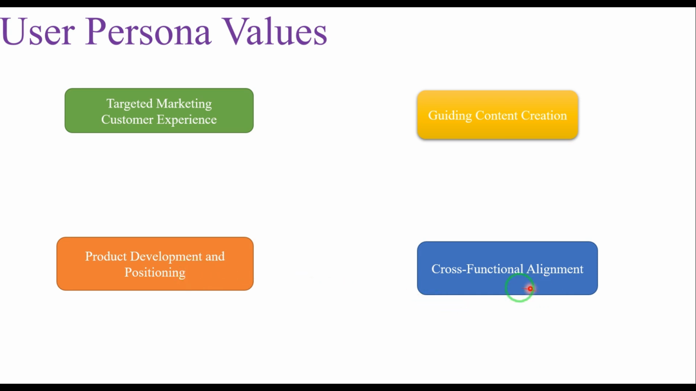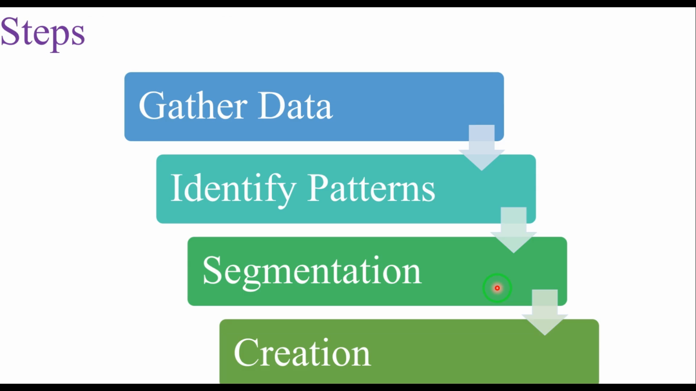And finally, it can facilitate cross-functional alignment. Personas can provide a common understanding of target customers across different departments, including marketing, sales, product development, and other departments such as customer service. This will ensure that all teams are aligned in their effort to attract, engage, and retain customers. For instance, both marketing and sales teams can use personas to craft consistent messages and strategies that address the same customer pain points and goals.